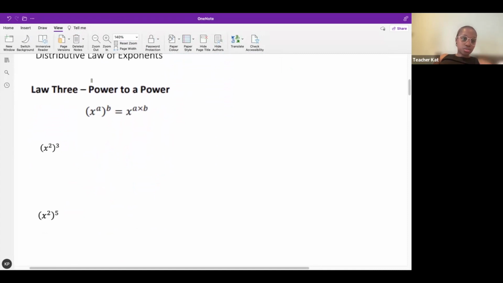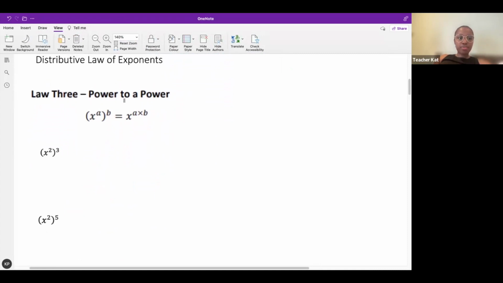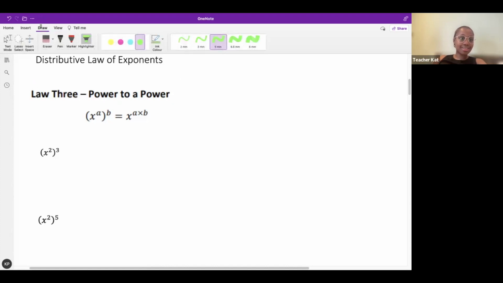So it's the distributive law of exponents, law number 3. Remember, law number 1 was when we were multiplying powers and we had to add exponents. Law number 2 was dividing powers and we subtracted exponents. And now we're on law number 3, which is power to a power. And it means exactly that.